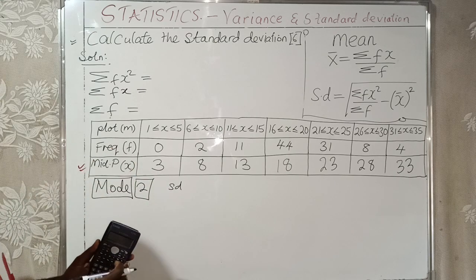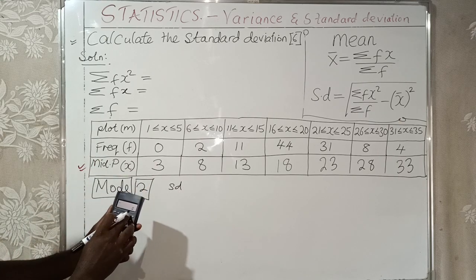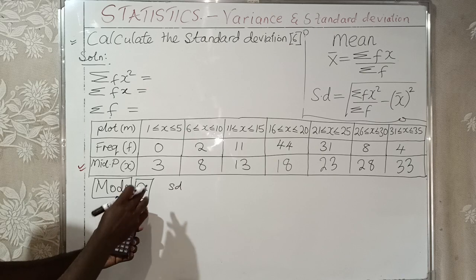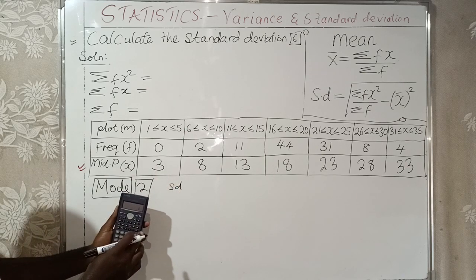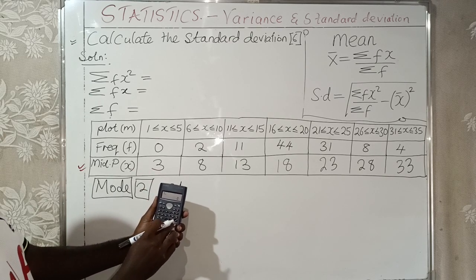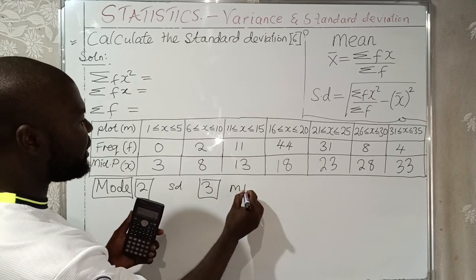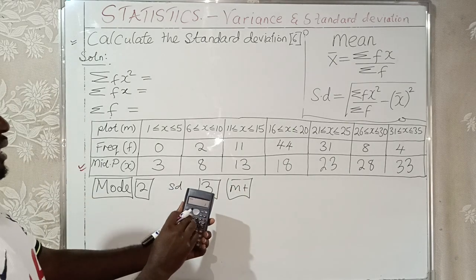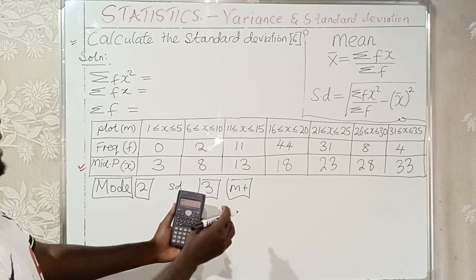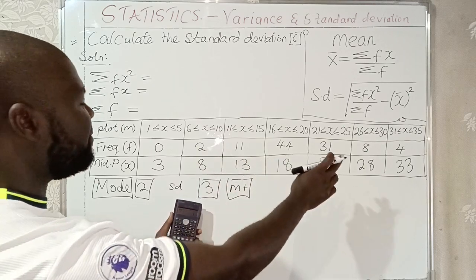So you say mod 2. Once you say mod 2, you see that SD, and you start entering the midpoints. The first midpoint is 3, so you say 3 M plus. There is a button M plus here. When you say 3 M plus, your calculator would have entered the first midpoint as 3. So you do the same for all the midpoints.